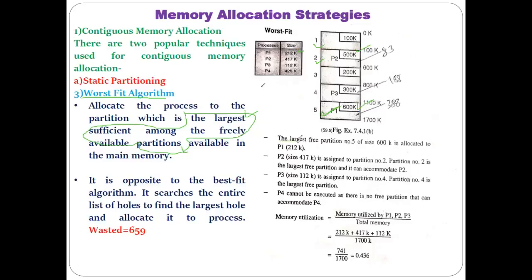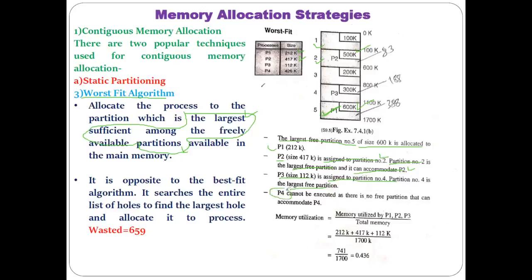So the largest partition, number 5 of size 600K, is allocated to P1. Then P2, whose size is 417K, is assigned to partition number 2, because partition number 2 is the largest free partition and it can accommodate P2. P3, of size 112K, is assigned to partition number 4 as it is the largest free remaining partition.